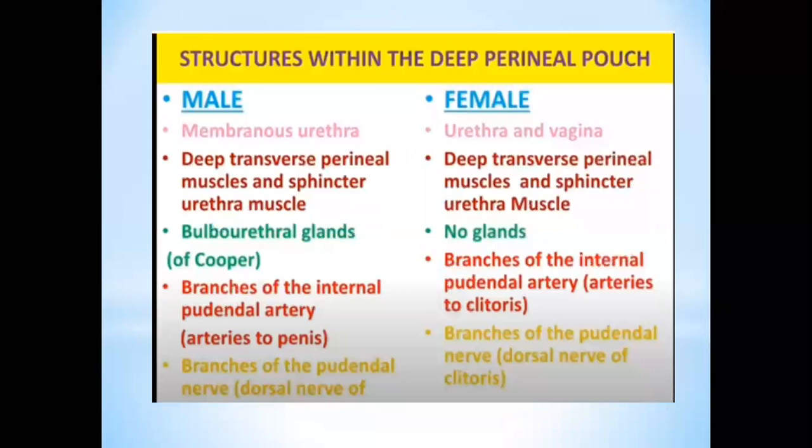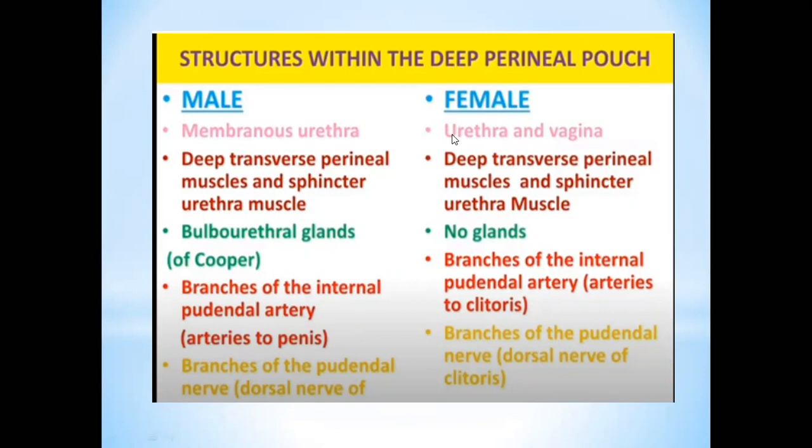Now, structures found in the deep perineal pouch. In males, we find the membranous urethra, the deep transverse perineal muscle and the sphincter urethrae muscle. We have the bulbourethral glands of Cowper. We have branches of the internal pudendal artery, and branches of the pudendal nerve, that is the dorsal nerve of the penis.